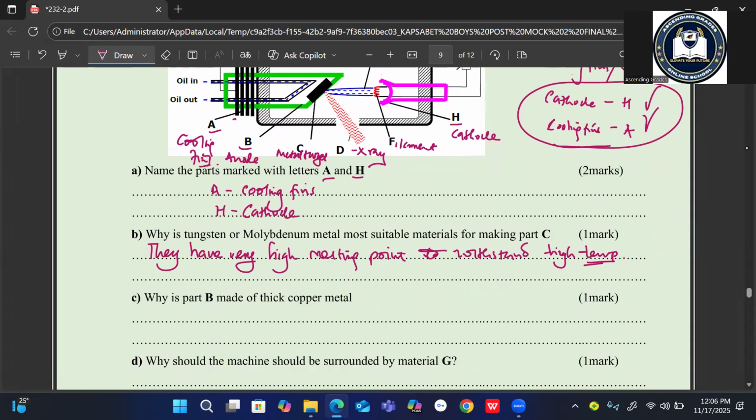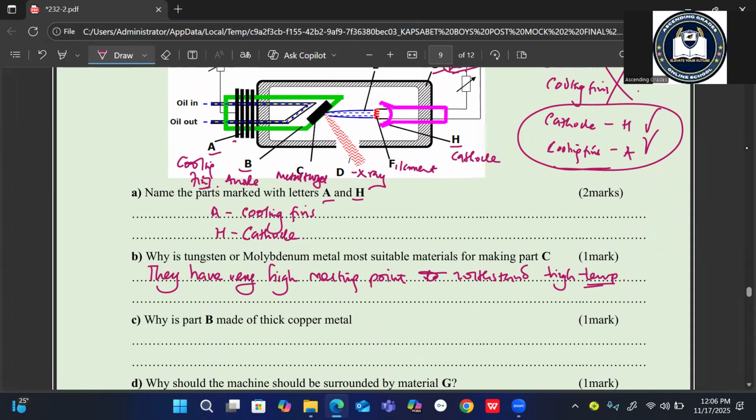Why is part B made of thick copper metal? Part B is the cathode. Remember, we have production of a lot of heat from the connected metal targets. So it ensures efficient dissipation of it.